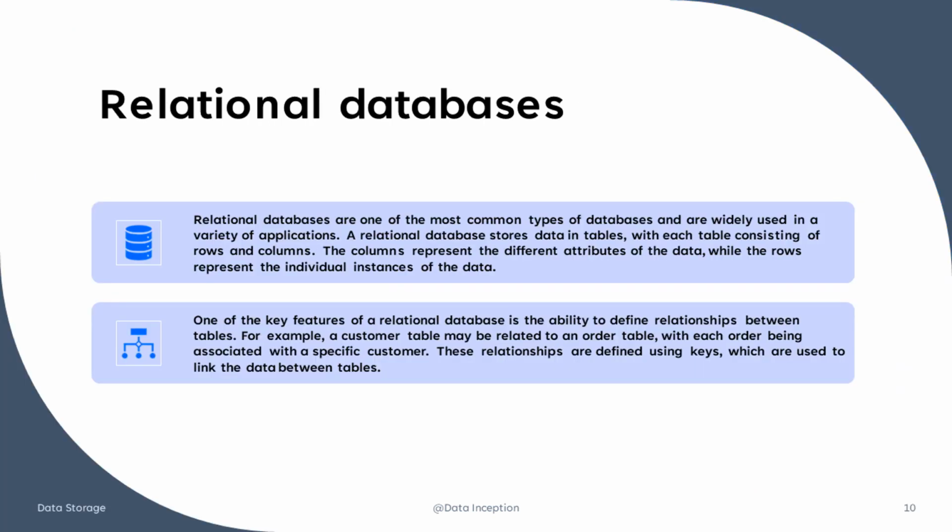Relational databases are one of the most common type of databases that are widely used for a variety of applications. This database is fault tolerant and data is eventually consistent. A relational database stores data in tables, with each table consisting of rows and columns. One of the key features of using relational database is its ability to define relationship between the tables. For example, a customer table may be related to another order table, with each order being associated with a specific customer. These types of relationship are defined using keys, which are used to link the data between tables.